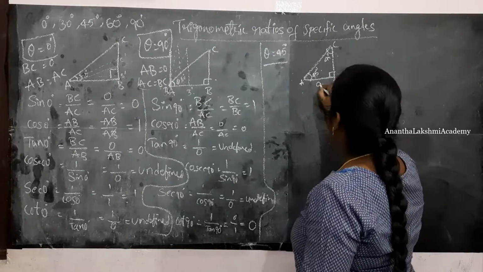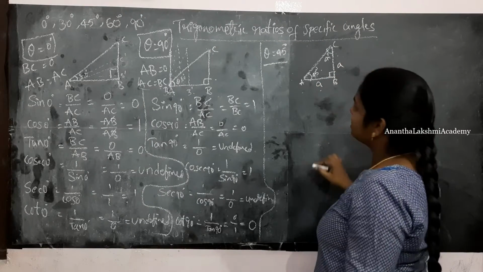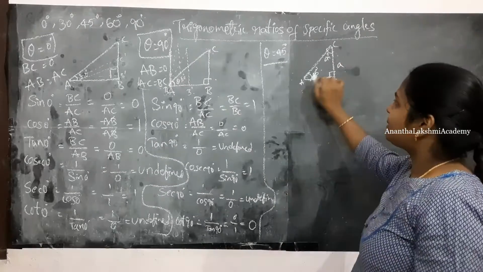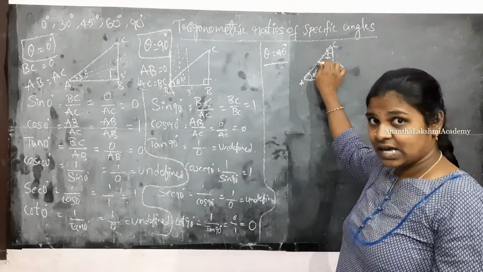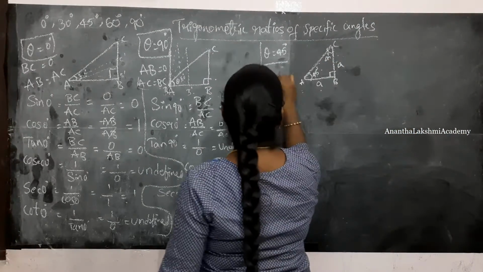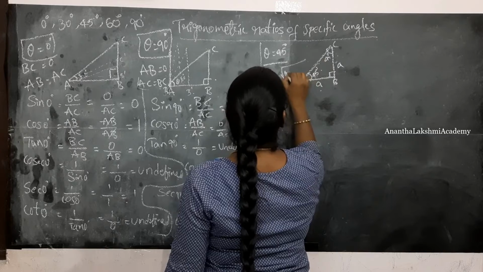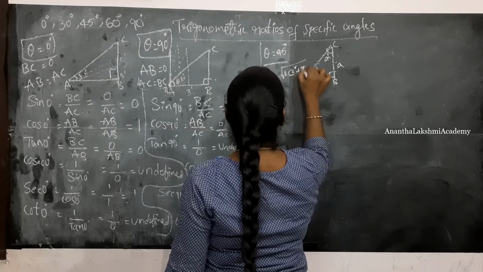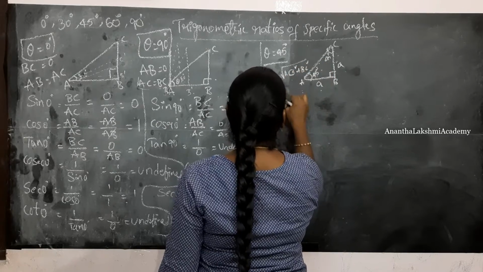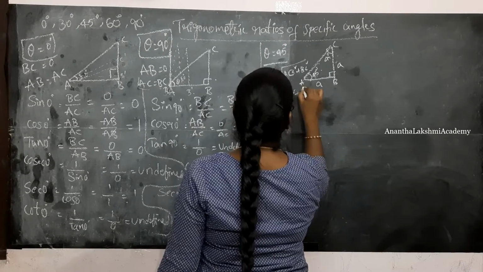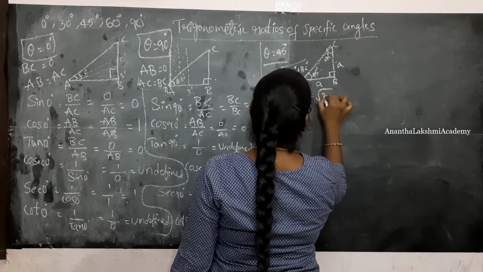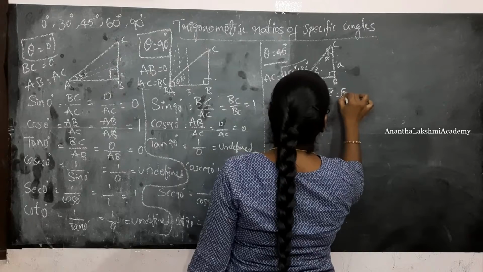So let me assume this side as A and this side as A. As per Pythagoras theorem, can I define AC now? AC is nothing but under root of AB square plus BC square, which is nothing but A square plus A square, root 2 A square, which is root 2 A.